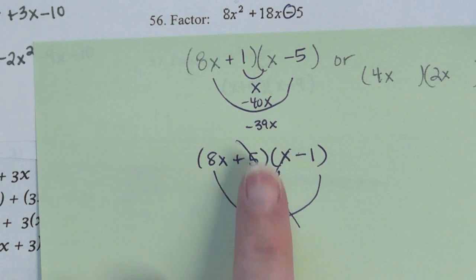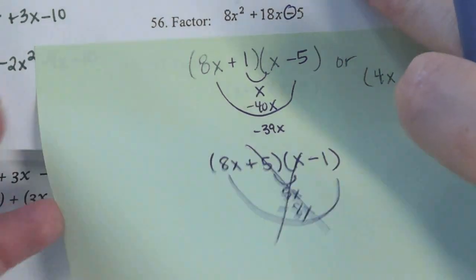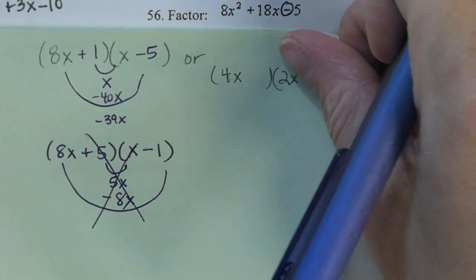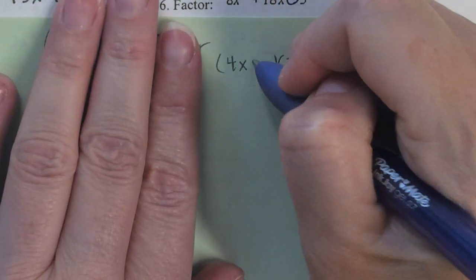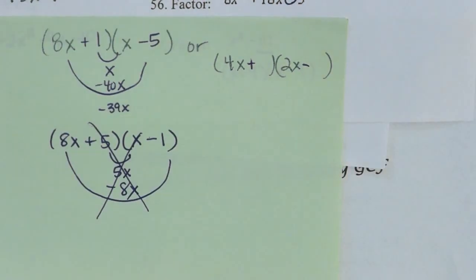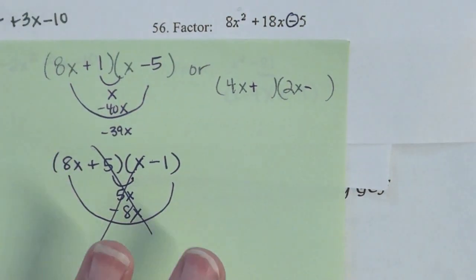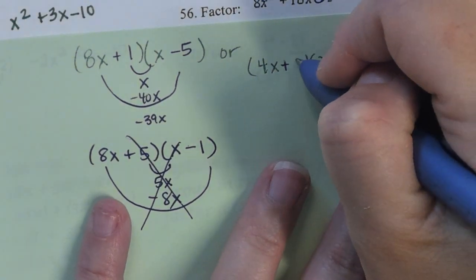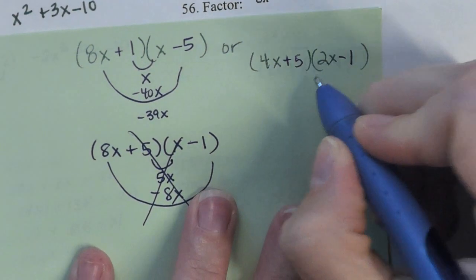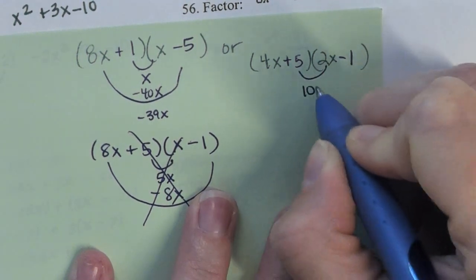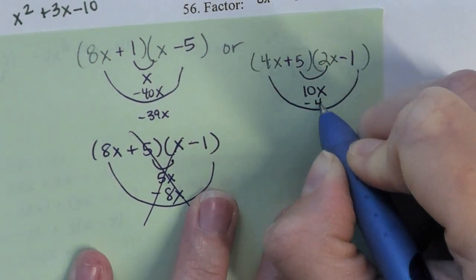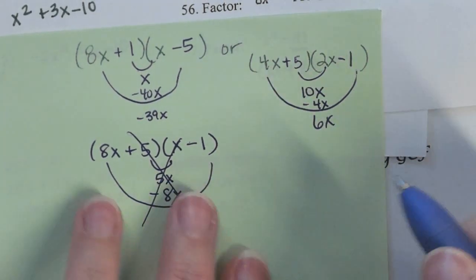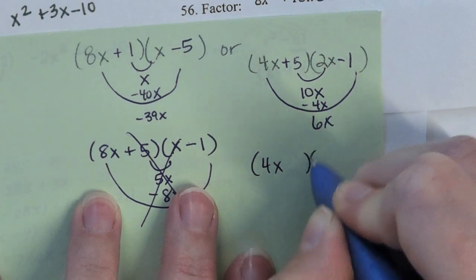Okay, so now I'm going to go to the 4x and the 2x. Okay, so again, I have to have opposite signs. So I normally just put plus and minus and then adjust if I need to. So let's try plus 5, minus 1. Okay, so this would be 10x. This would be negative 4x, which is 6x. Is that what I want? No. All right, so that doesn't work.